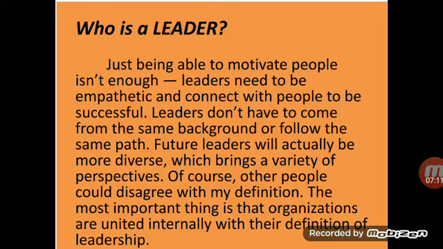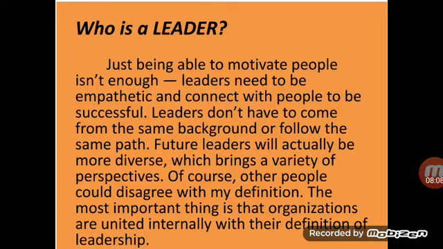Leaders don't have to come from the same background or follow the same path. Future leaders will actually be more diverse, which brings a variety of perspectives. Of course, other people could disagree with my definition. The most important thing is that organizations are united internally with their definition of leadership. Anong ibig sabihin nito? Leaders don't have to come from the same background or follow the same path. Hindi sila pwedeng magkakapare-pareho. Kahit magkakaiba-iba ang kanilang paniniwala, basta they have the same goal, the same objective, maaabot nila. And they have the same motivation to reach for that goal.